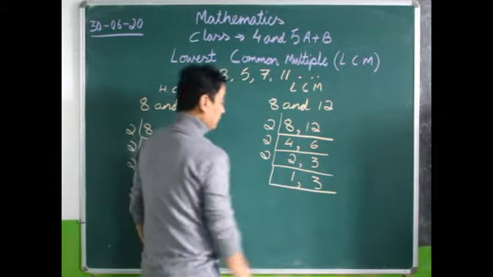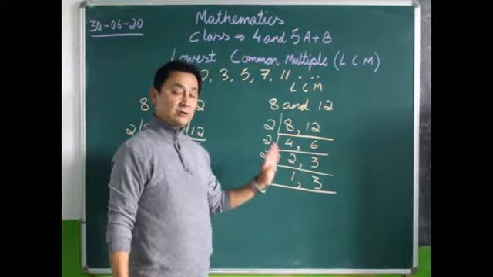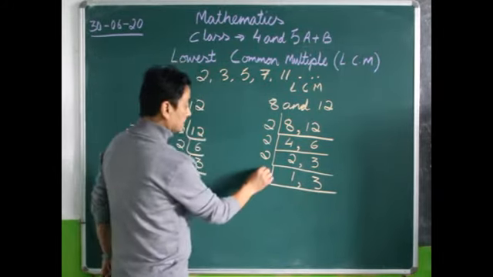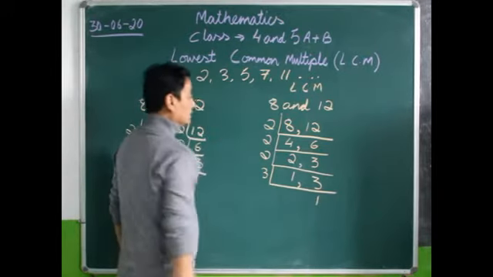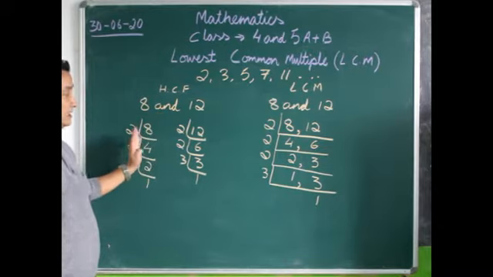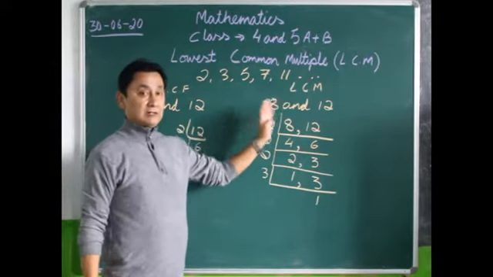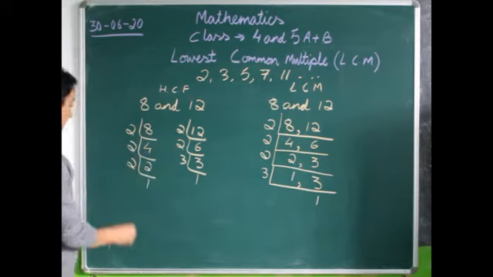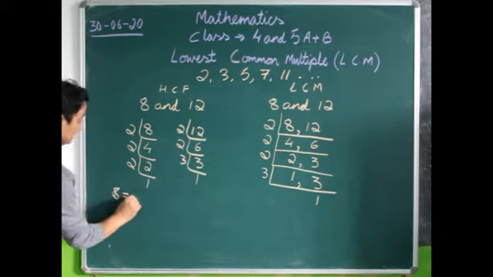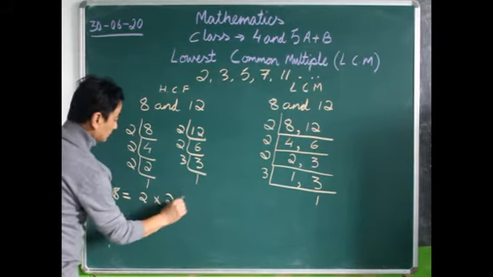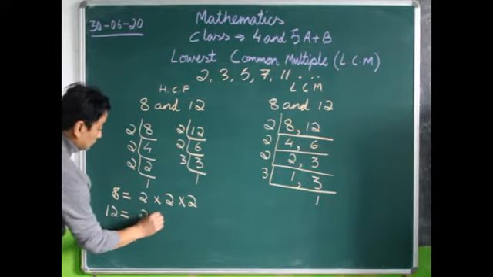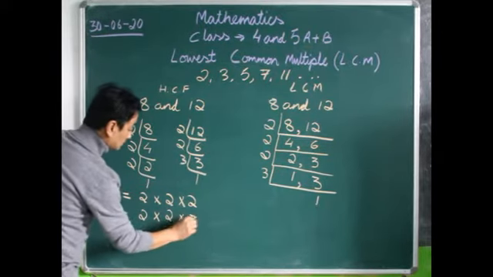Now which number goes into 3? 3. 3 1s are 3. Once you get 1, it means you have finished. So this is the way we find HCF by prime factors, single numbers, and LCM, double numbers. Okay? In HCF, now we write the prime factors. 8 equals 2 into 2 into 2, and 12 equals 2 into 2 into 3.